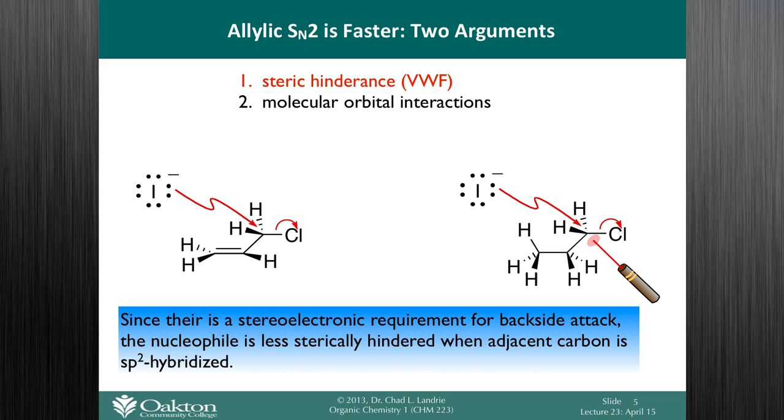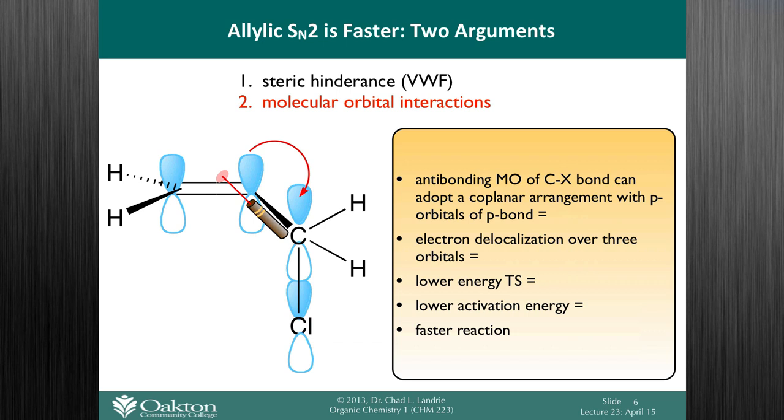Our second argument was that the pi bond, or a p orbital of the pi bond, could overlap with the antibonding molecular orbital of the carbon leaving group bond. The greater that overlap was, the more donation into this carbon leaving group bond, and the more donation, the weaker that bond is. The weaker the bond, the faster the nucleophile can break it.